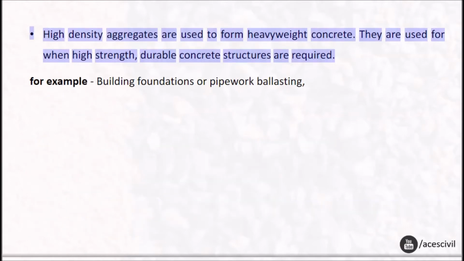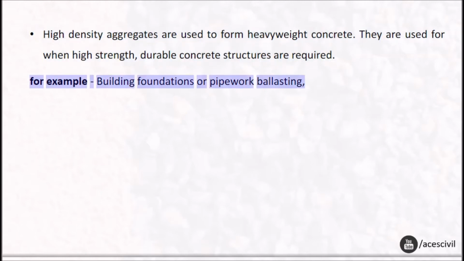High-density aggregates are used to form heavyweight concrete. They are used when high-strength, durable concrete structures are required, for example, building foundations or pipework ballasting.